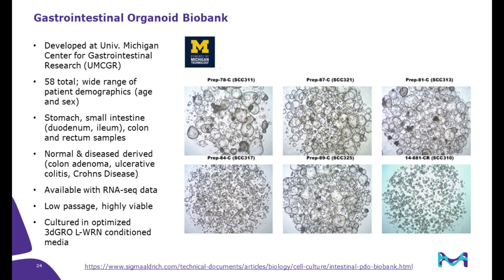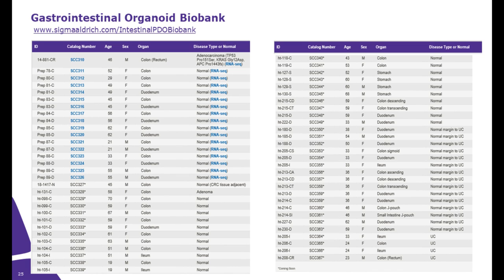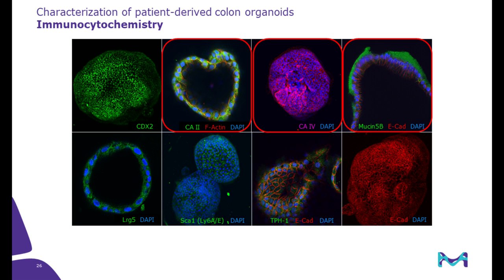Here are the images of a few of our PDOs. Five are from normal tissues, and the one on the lower right-hand corner is from colorectal adenoma tissue. Here is a detailed list from our webpage showing the age, sex, organ, and whether the PDOs are from normal or diseased tissues. The first 17 in blue, again, are recently launched.